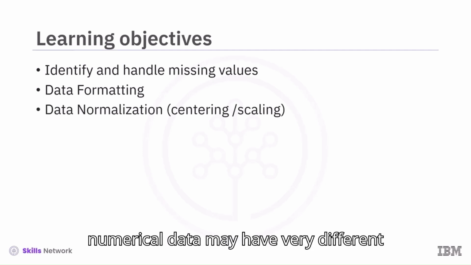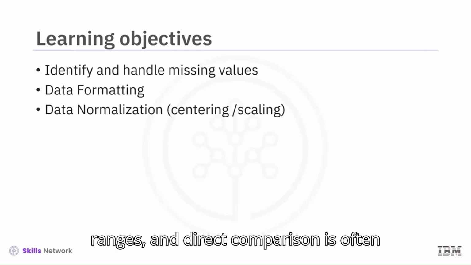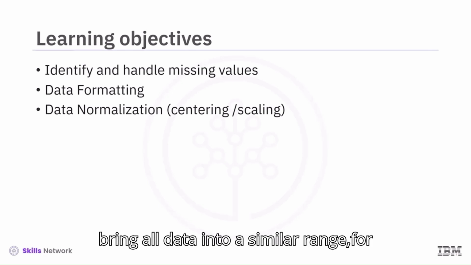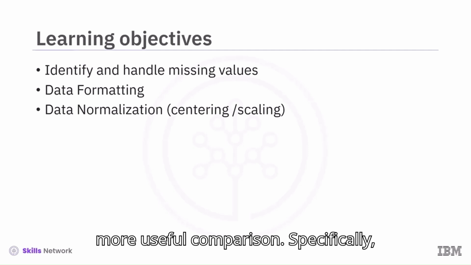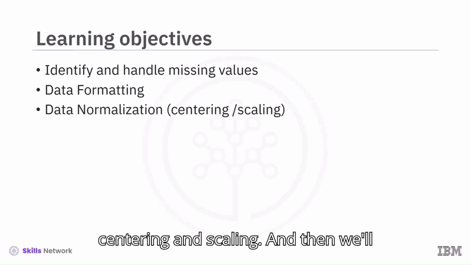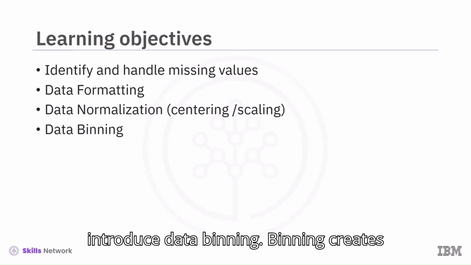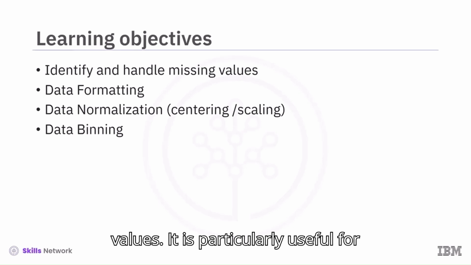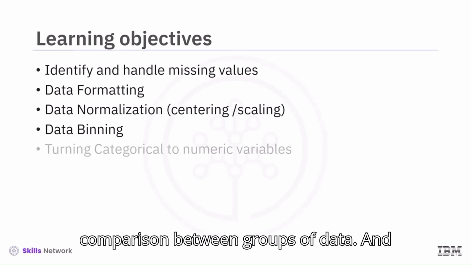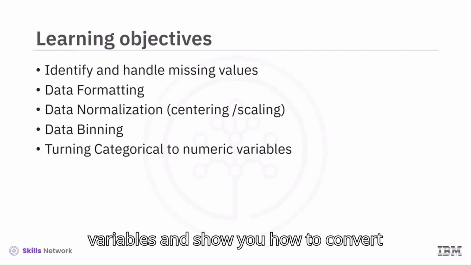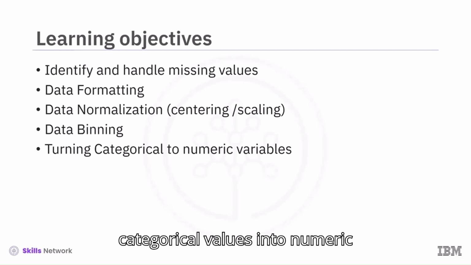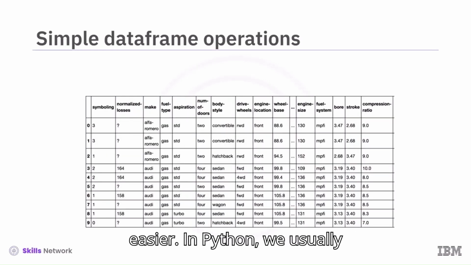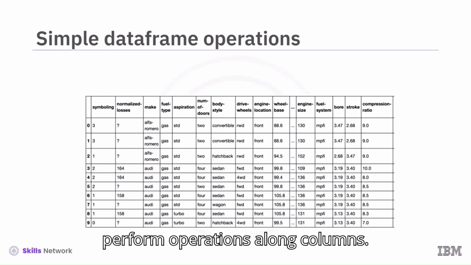Different columns of numerical data may have very different ranges, and direct comparison is often not meaningful. Normalization is a way to bring all data into a similar range for more useful comparison. Specifically, we'll focus on the techniques of centering and scaling. And then we'll introduce data binning. Binning creates bigger categories from a set of numerical values. It is particularly useful for comparison between groups of data. And lastly, we'll talk about categorical variables and show you how to convert categorical values into numeric variables to make statistical modeling easier.